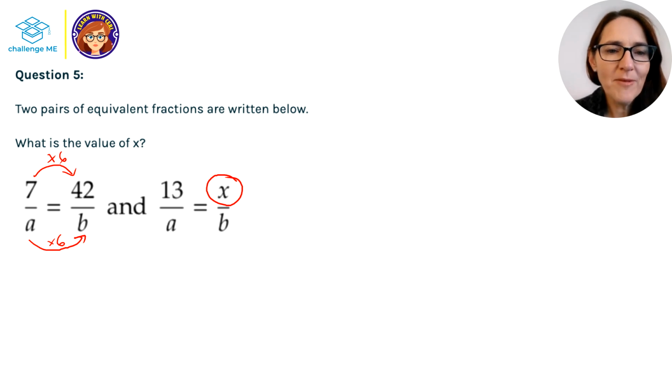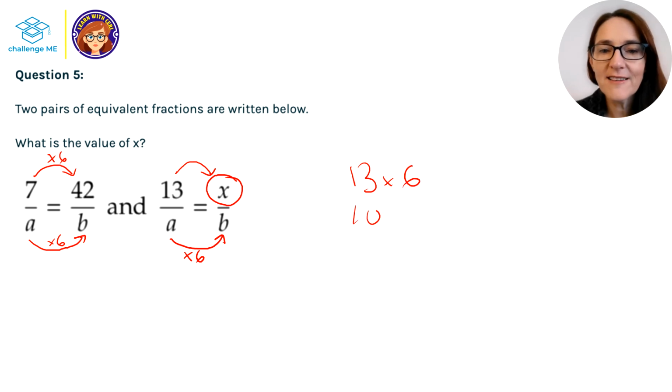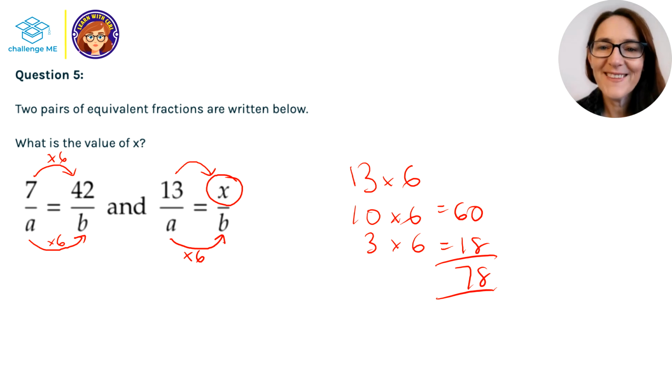Well, it's the same numbers again over here. A and B are the same numbers, so it must still be a relationship, which is times 6. So what we need to do is 13 times 6. And 13 times 6, I do 10 times 6 and then 3 times 6 and then add my answers, because then I can quickly do 60 add 18 in my head. And 78 is the number we're looking for. There you go.